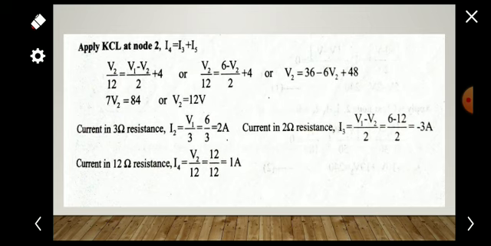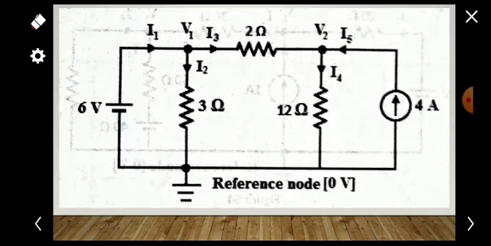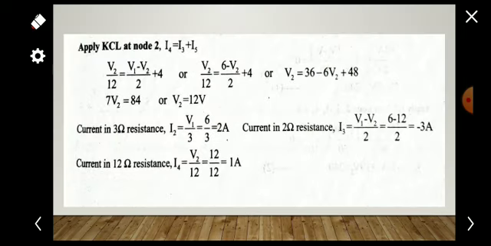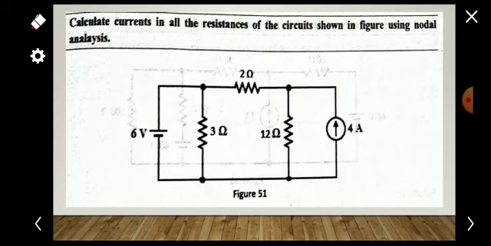So we need not write the KCL equation at both nodes, because V1 is already given in the question as 6 volt. We only write the second node equation. The question asks us to find the current in all the resistances, that is 3 ohm, 2 ohm and 12 ohm.